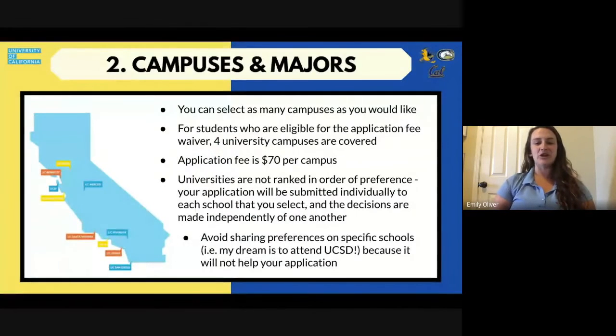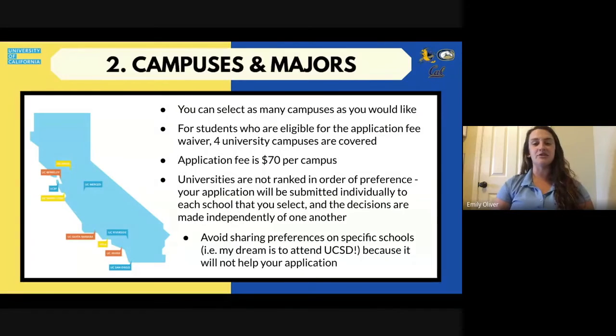Campus and major. So when you're selecting your campuses, you can select as many campuses as you would like. But just know that you do pay for each one that you select. So it's not one fee for all of them, it's a fee for each campus. For students who are eligible for the application fee waiver, which Mr. Davison will talk more about later, it covers 4 university campuses. So that equals about $280 worth of applications, which is awesome. Application fee is normally $70 per campus. This is the same as the CSU application fee.